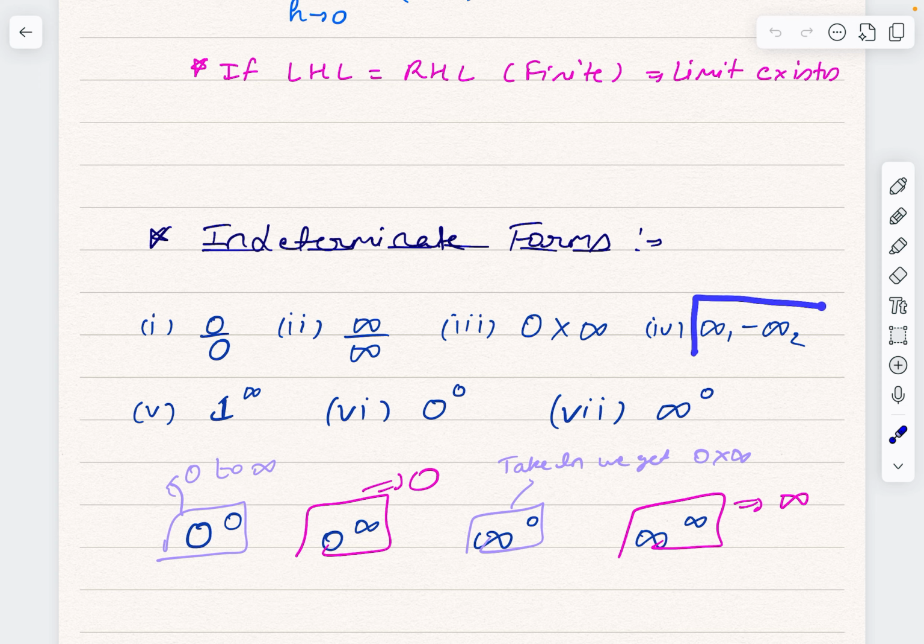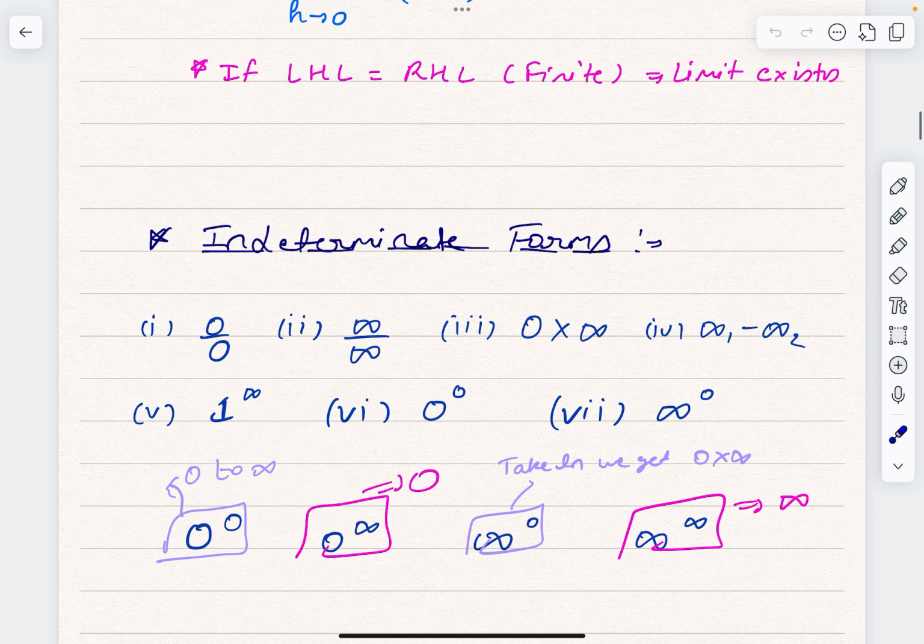Next, infinity minus infinity. Now, infinity minus infinity, it's not like you will cancel out and say it is 0. No, they are not numbers that you can cancel out. See, some infinities are greater than other infinities. This might blow your mind, but this is true. So infinity minus a very large number minus another large number does not mean 0. It could be a finite number also. You will see in the problems.